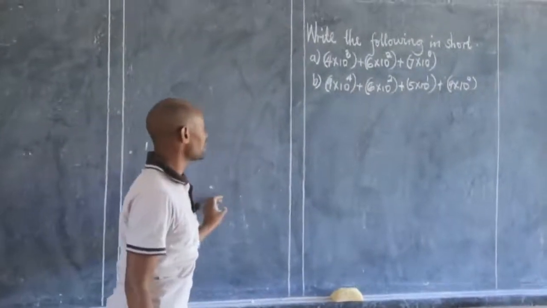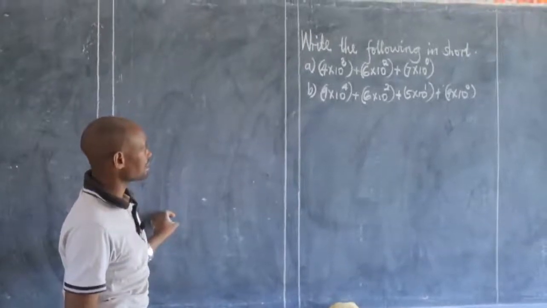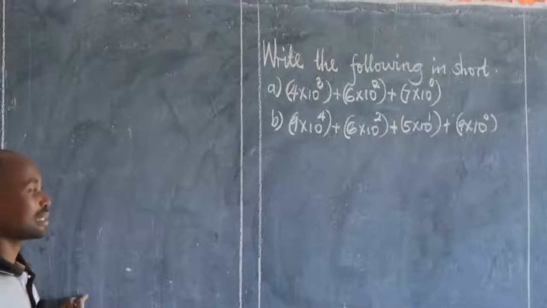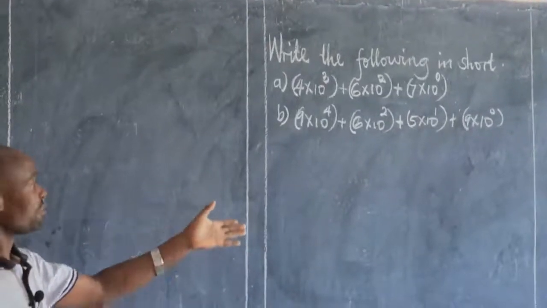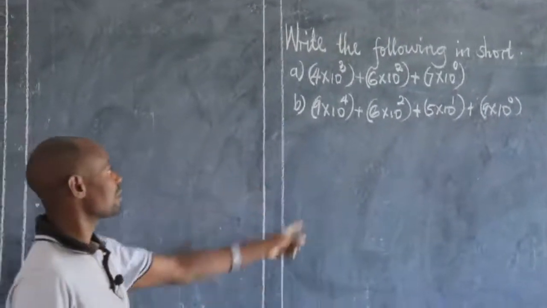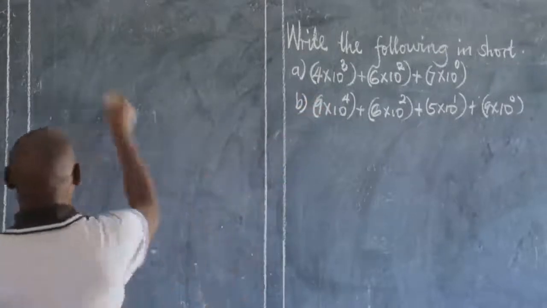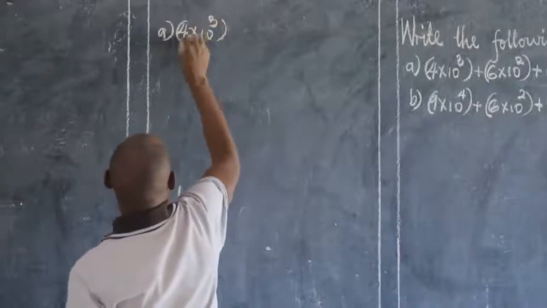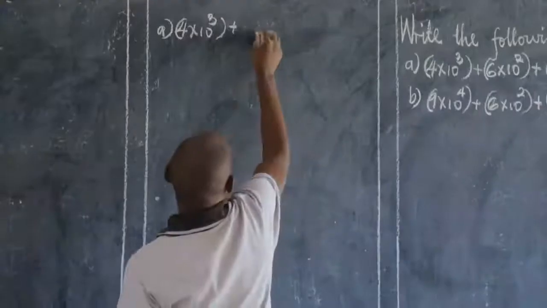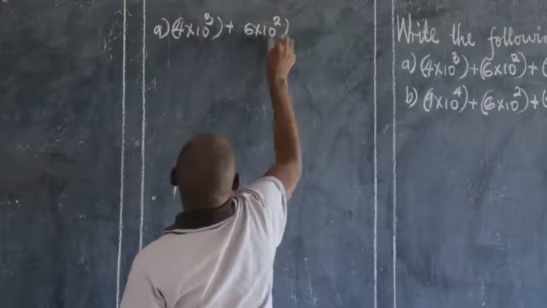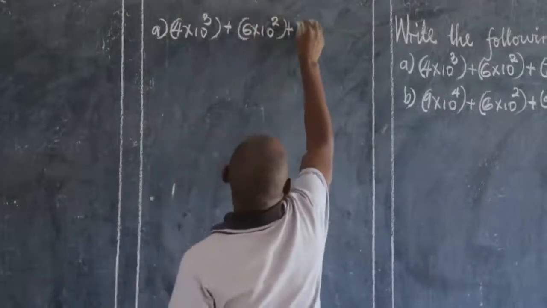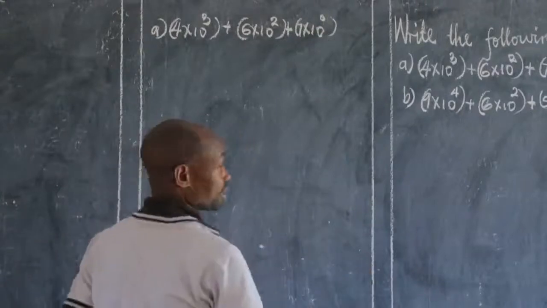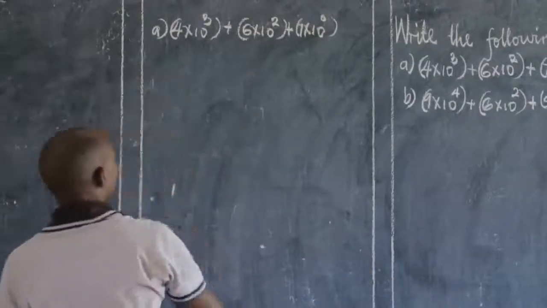A, 4 times 10 to the power 3 plus 6 times 10 to the power 2 plus 7 times 10 to the power 0. What do we do in this case if I want you to write a single number which represents this? A, it is 4 times 10 to the power 3. Then plus 6 times 10 to the power 2 plus 7 times 10 to the power 0. I want a single number for this. So I told you that expand this one further.